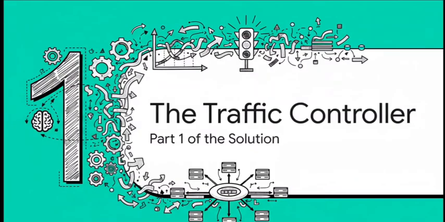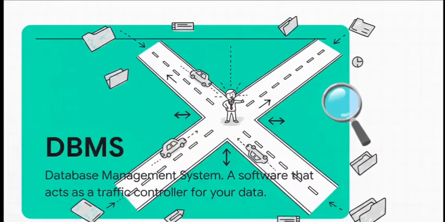So how in the world do you manage all that chaos? How do you stop a total system meltdown when thousands of people are trying to do something at the exact same second? Well, you call in a specialist. And that brings us to the first part of our solution, what I like to call the brains of the whole operation. And that specialist is the DBMS, which stands for Database Management System.